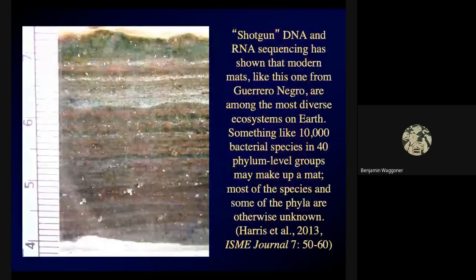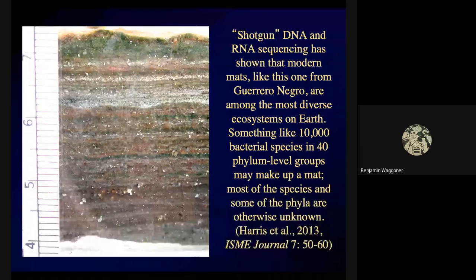Okay, right. This is a cross-section through another microbial mat. This one happens to be from Guerrero Negro in Baja California, also a salt-producing place. And this is a vertical slice through a microbial mat, and you can see different layers, different species of bacteria growing at different depths. And it turns out that this microbial mat is among the most diverse ecosystems on Earth.